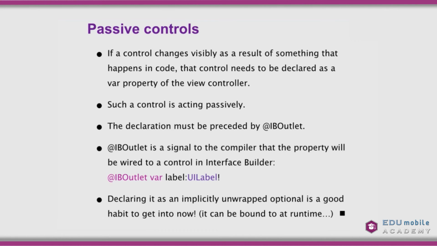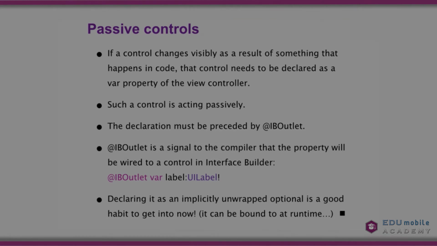At the beginning, you won't see the need for this. At the beginning, we're going to be wiring these things up, and of course that has a value. But later on, we can bind these outlet properties to a control at runtime. So if it's not bound at compile time, it needs to be an optional. And it also needs to be implicitly unwrapped. It makes our life easier. So we know what an optional is. We've talked about Swift. So get into the habit of using an implicitly unwrapped optional on your type for outlet properties. Thank you very much.